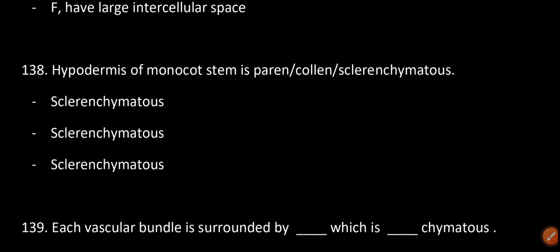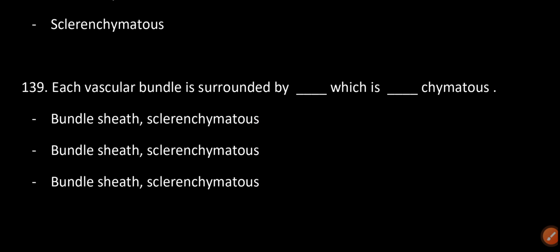Hypodermis of monocot stem is collenchymatous or sclerenchymatous. Sclerenchymatous. Each vascular bundle is surrounded by bundle sheath, which is sclerenchymatous.